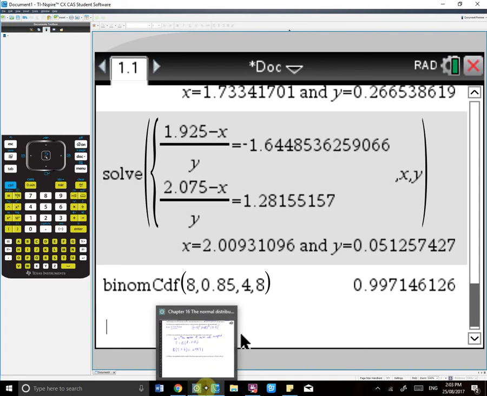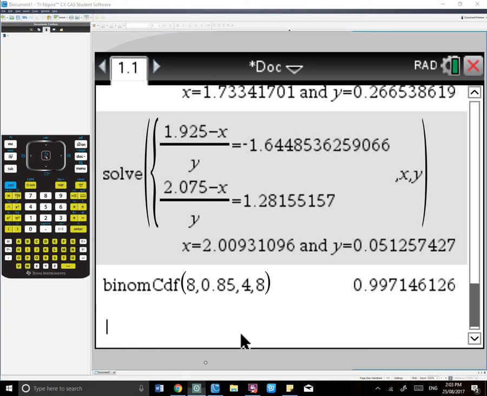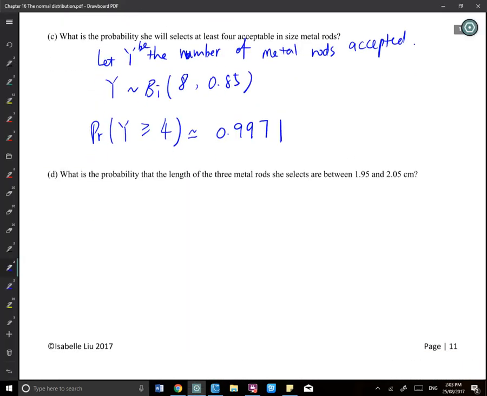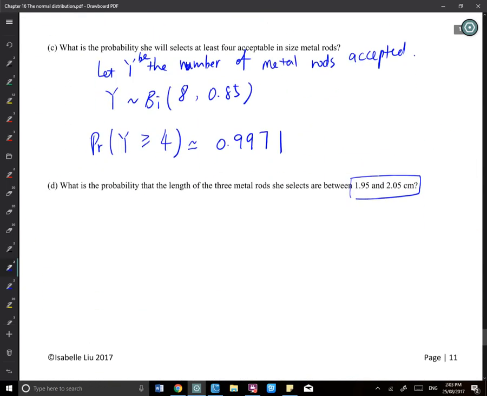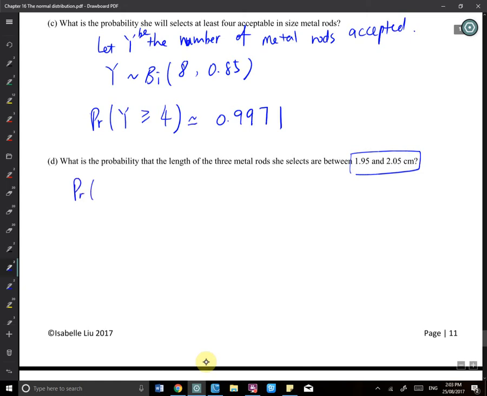Questions? No? Okay, last one. What is the probability that the lengths of the 3 metals she selects are between 1.95 and 2.05? Okay, those 2 values are not given in the question. So what you want to find is the probability that X, the length of the metal rolls, is in between that. Okay, so you need to find that probability for a single one first. Every single one will have the same probability of being in between those 2 values. So that's a calculator question as well.